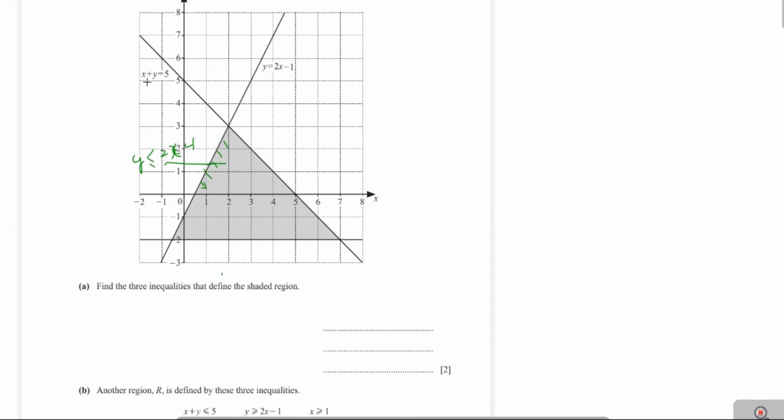And the second is x plus y equals 5. The region will be below this line. Therefore, we write it as x plus y is less than or equal to 5. Next is the line whose equation is not given here. This line is parallel to the x-axis. Therefore, the equation of the line is y equals 2, but the region is upward. Therefore, we write y is greater than or equal to 2. And these are the three inequalities.